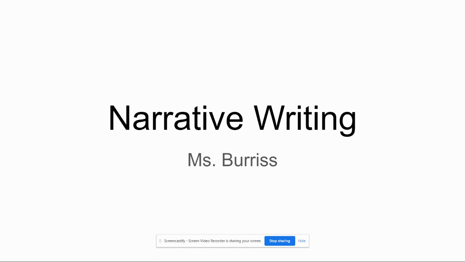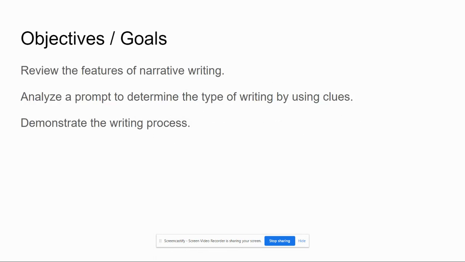The title of this lesson is Narrative Writing. Our objectives or goals of this lesson are to review the features of narrative writing, be able to describe what narrative writing is, what are the compositions of narrative writing. You're going to show me that you can analyze a prompt to determine the type of writing by using clues, what words or phrases tell you what type of writing. And then you're going to demonstrate a little bit of the writing process.